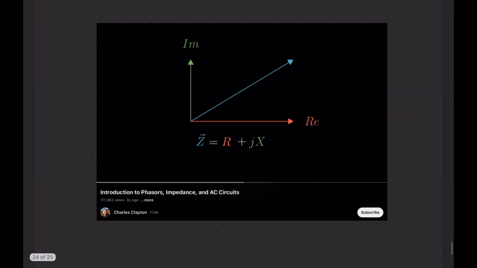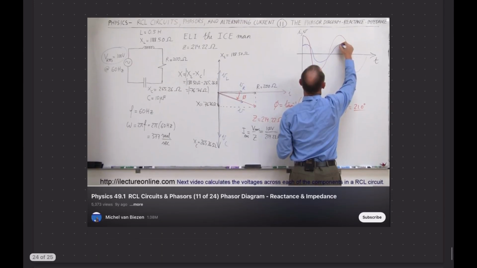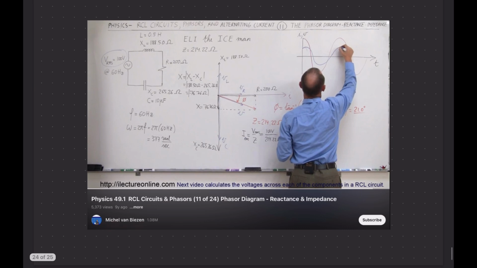Also, take a look at this video. This guy solves some RLC circuits, this Michael Van Biesen. He has a lot of physics videos. Just search up some RLC circuit videos and take a look at this. I like this video and some others because they use this mnemonic, ELI the ICE man. So this is a way of remembering which one comes first. I think voltage is ahead of the current if you have an inductive circuit with an L, but current is ahead of the voltage if you have a capacitive circuit.